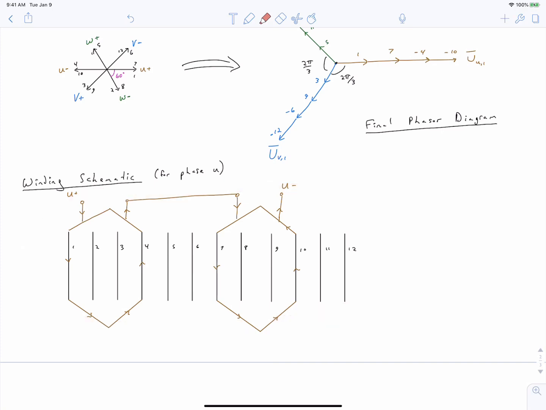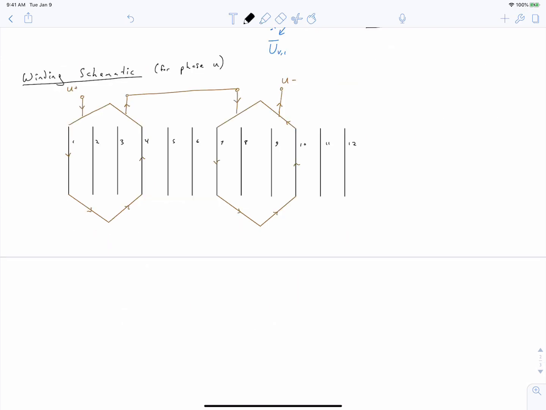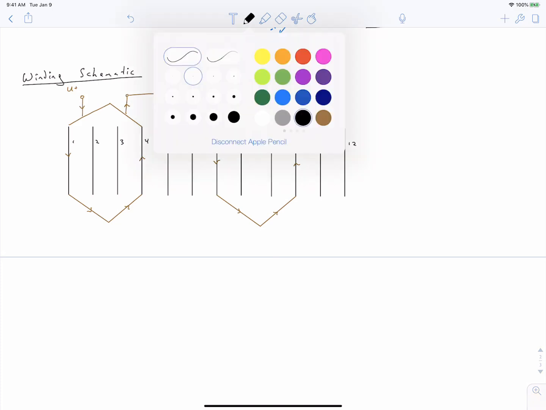We've got all of our coils connected so that we have a U plus and a U minus as our connections for our phase winding. And of course we have several coil sides left unconnected, and those are for coil sides V and W. So we can redraw this phase winding for phases V and W by just shifting the phase U winding diagram over one slot or two slots. And you can see that pretty easily.